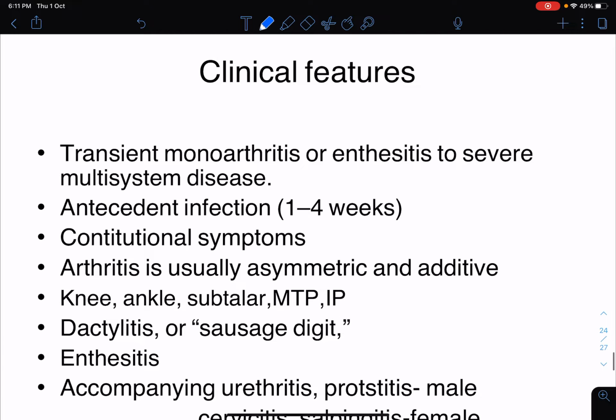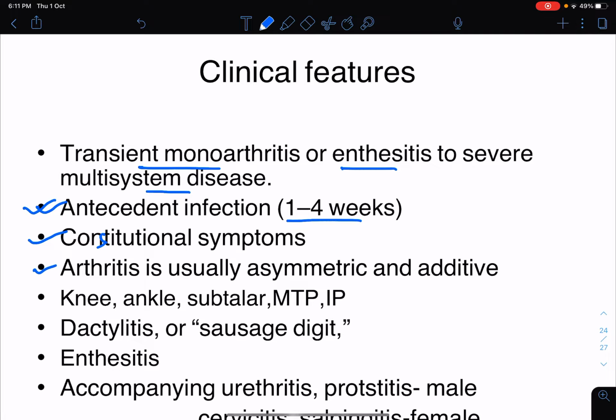In the clinical features, the patient may present with transient monoarthritis or enthesitis, or in severe cases, the patient may present with multisystem disease also. Typically, there is a history of antecedent infection, be it GI infection or urogenital infection, within the preceding 1 to 4 weeks. The patient will have constitutional symptoms like headache, malaise, fatigue, fever.